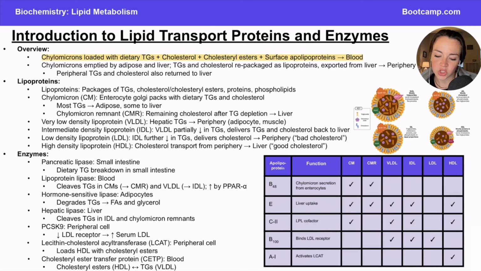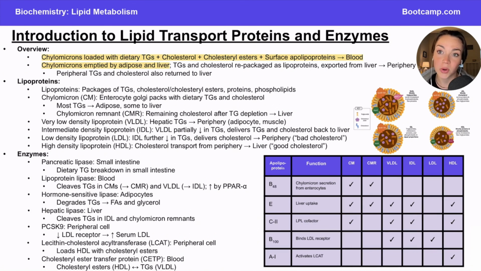Now in this video, we're going to talk about what happens from there. And we're going to empty out those chylomicrons. Specifically, they'll get emptied by the adipose tissue, right, fat in your body, and by the liver. And then once we've emptied out those chylomicrons, guess what? We're going to repackage things again into a different set of boxes, right?